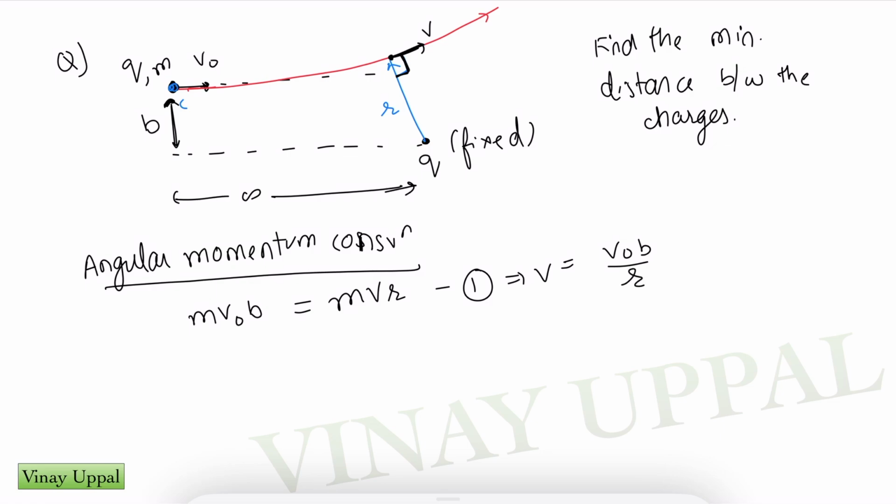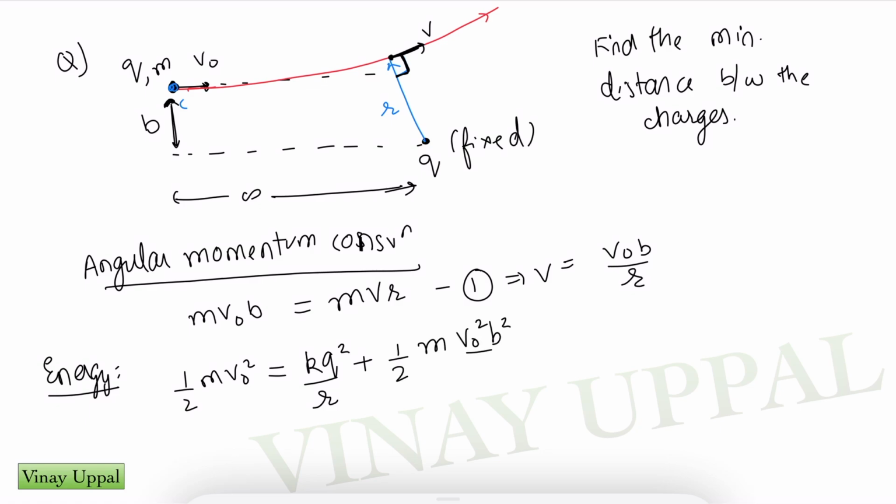And energy conservation: what is the initial energy? Half m v naught square. What is the initial potential energy? 0, because the distance is infinite between the two charges. Finally, what is the potential energy? k q squared by r, plus what is the kinetic energy? Half m v naught square b squared by r squared. And this will be my second equation. Alright, so let's just solve these two equations. I'll do it on the next page.